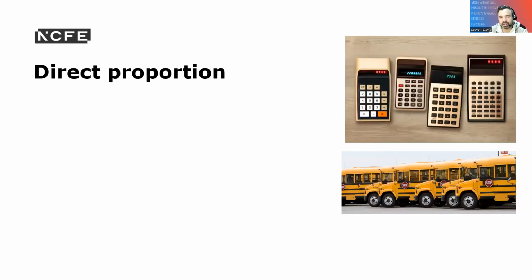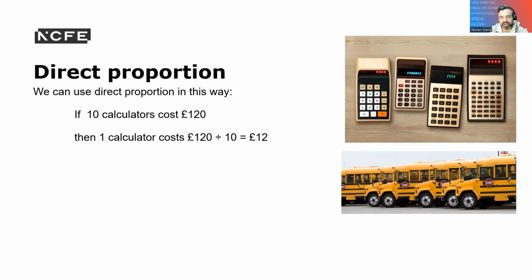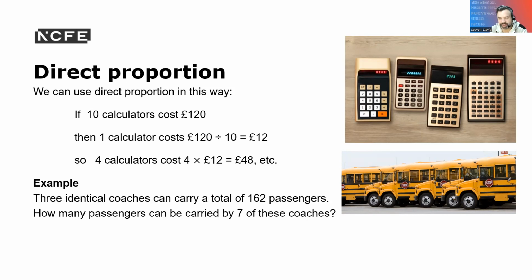So direct proportions. We can use direct proportions in this way. If 10 calculators cost £120, then one calculator costs £120 divided by 10, which equals £12. So 4 calculators costs 4 times 12, which is £48, etc.